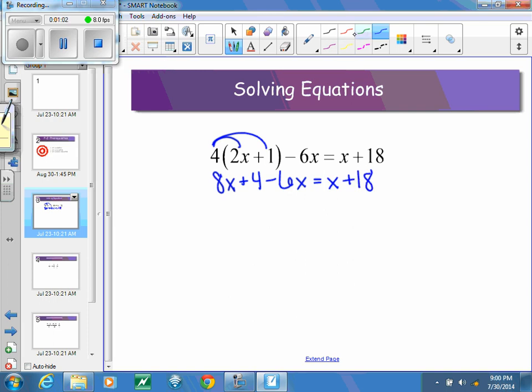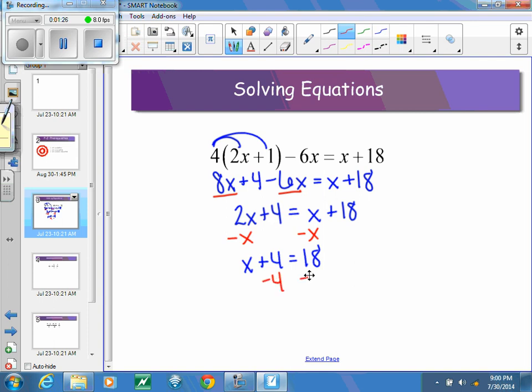I always suggest that you combine similar terms if they're on the same side of the equal sign. So we've got 2x plus 4 is equal to x plus 18. Then get your x's on the same side. Most likely people like to bring theirs over to the left. And x plus 4 now equals 18. And then I can subtract 4 from both sides, and we end up with x is equal to 14.